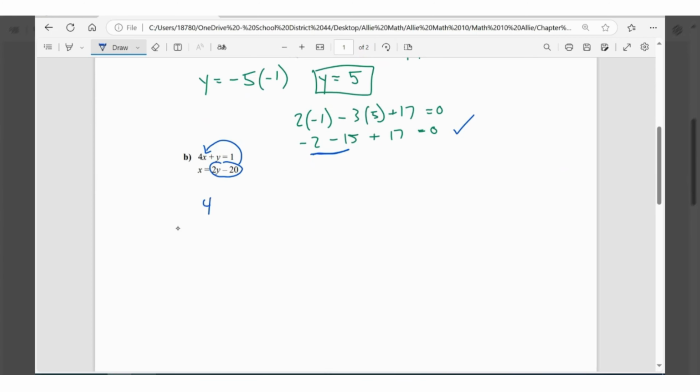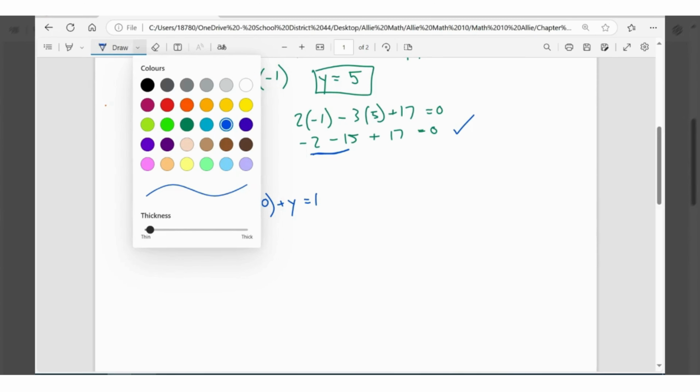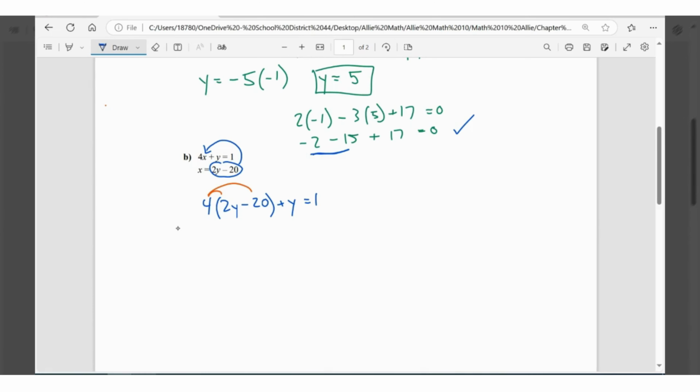So 4 times 2y, subtract 20, plus y equals 1. And then let's FOIL, or if distribute, let's say, I guess not FOIL. Let's distribute that inside. 4 times 2y is 8y. 4 times negative 20 is negative 80. Plus y equals 1. Let's add 80 to each side.